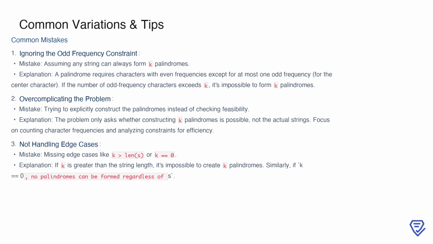Finally, not handling edge cases can lead to incorrect results. For example, if k is greater than the length of the string, it's impossible to form k palindromes since there aren't enough characters. Similarly, if k is 0, no palindromes can be formed regardless of the string's content. Keeping these points in mind can help avoid some of the most common pitfalls.